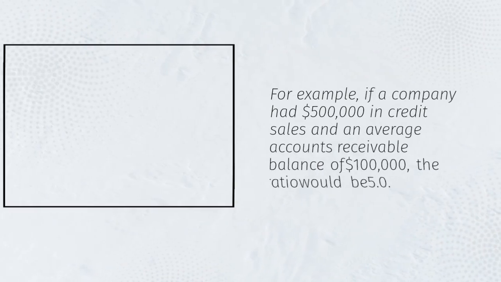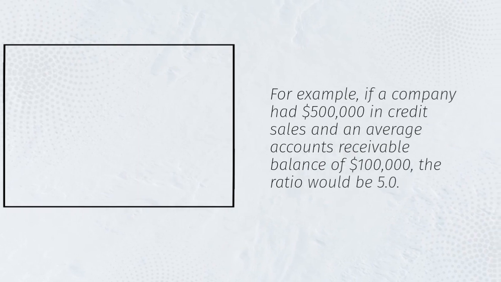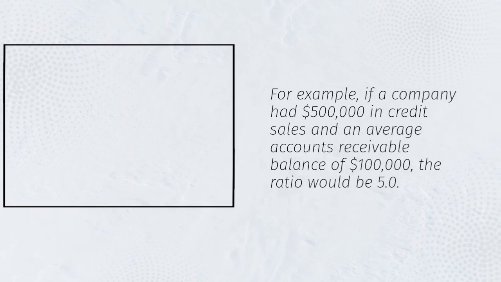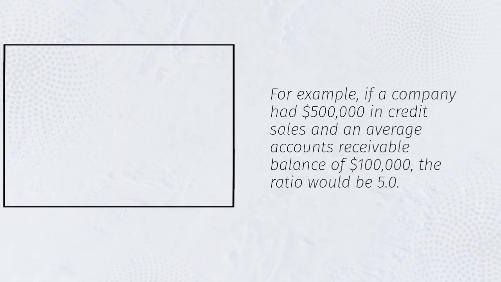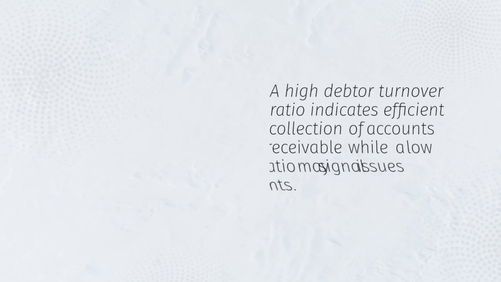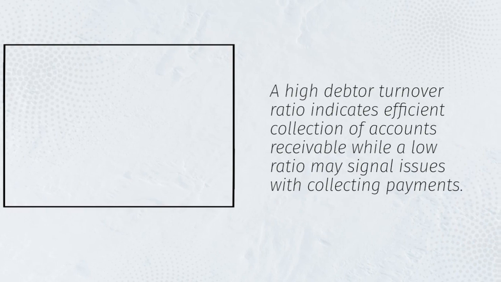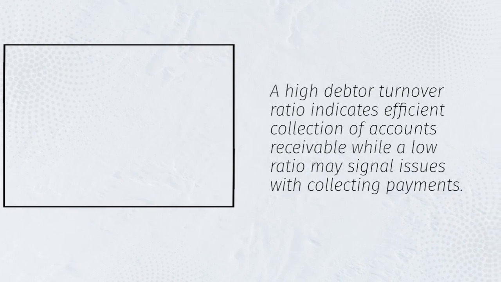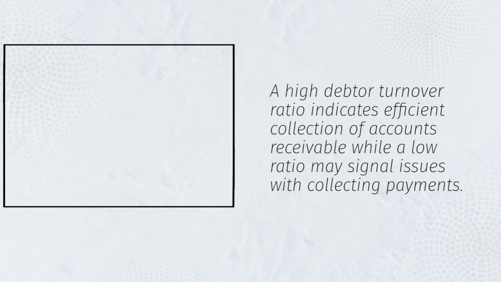For example, if a company had $500,000 in credit sales and an average accounts receivable balance of $100,000, the ratio would be 5.0. A high debtor turnover ratio indicates efficient collection of accounts receivable, while a low ratio may signal issues with collecting payments. Let's take another example.